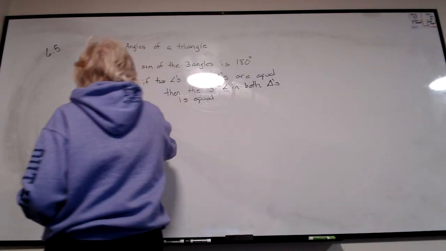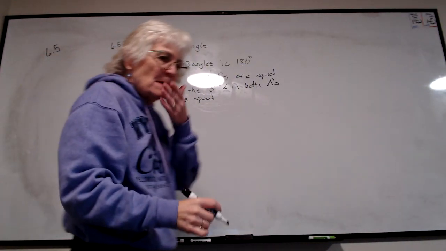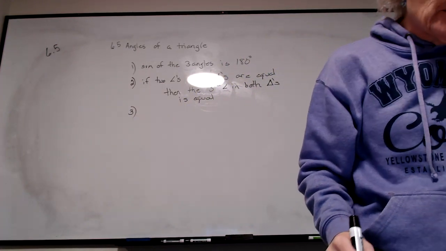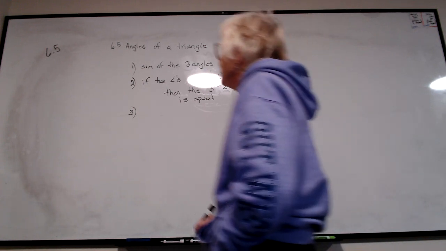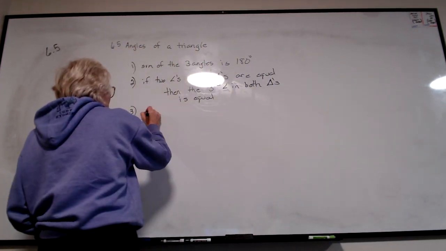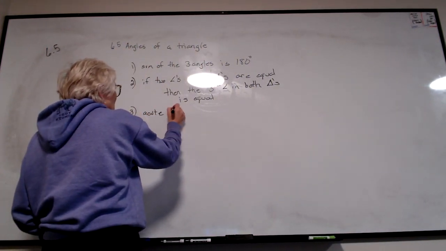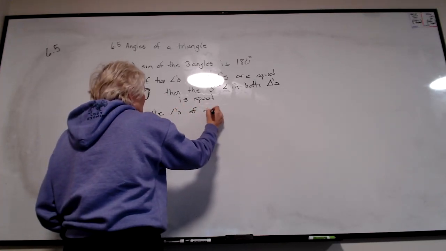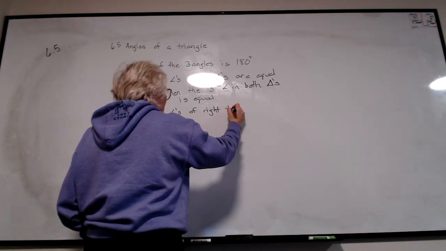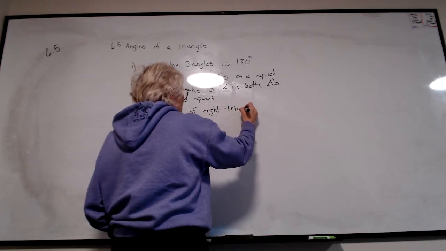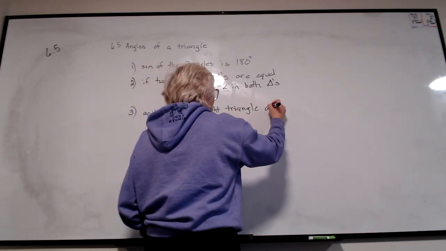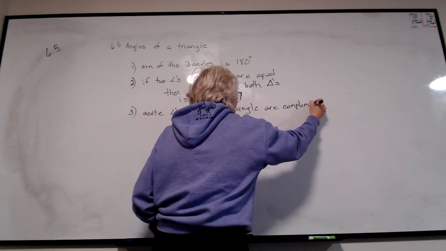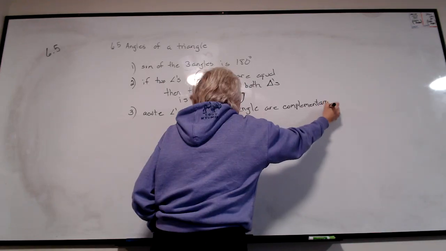3. Okay. Acute angles of a right triangle are complementary. Acute angles of right triangle are complementary. We just kind of write that down here.